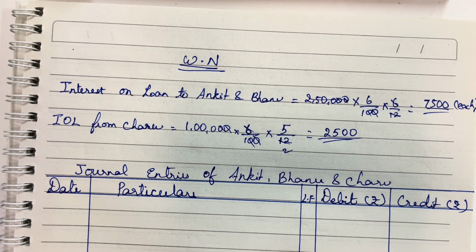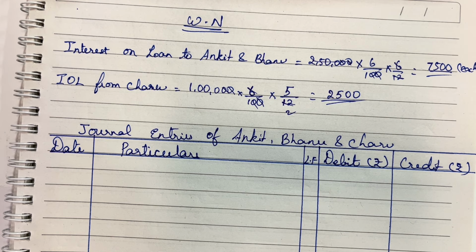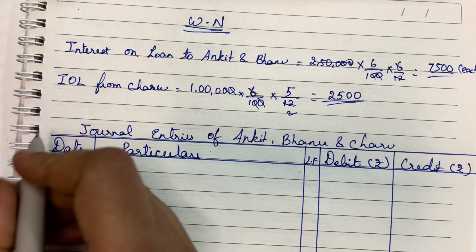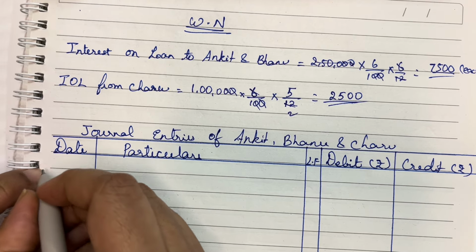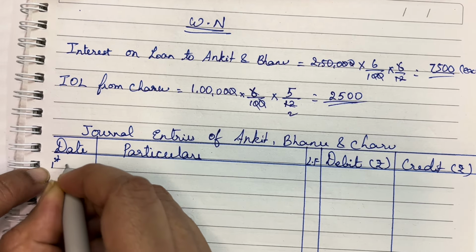Okay, now the first journal entry will be for the loan that the partners have given to the firm. Now, who gave a loan? Ankit gave a loan to the firm and Bhanu gave a loan to the firm, right? These two partners gave a loan to the firm. Now, from where did they give a loan? We assume that they've given it from their bank accounts. Okay, so the loan was given on 1st October. So our date would be 1st October.